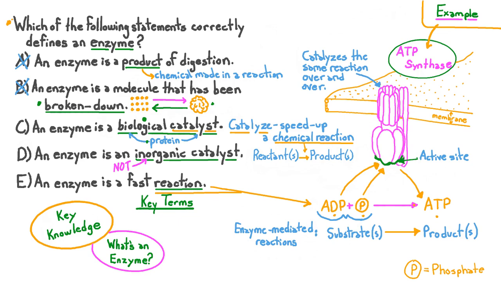Option C says an enzyme is a biological catalyst, and that sounds pretty good. Option D, an enzyme is an inorganic catalyst, but we already know that can't be true because proteins are not inorganic. Option E says an enzyme is a fast reaction, but we know that enzymes speed up or catalyze chemical reactions. They're not the reactions themselves. So option E is also incorrect. Therefore, option C, an enzyme is a biological catalyst, is the answer to our question.